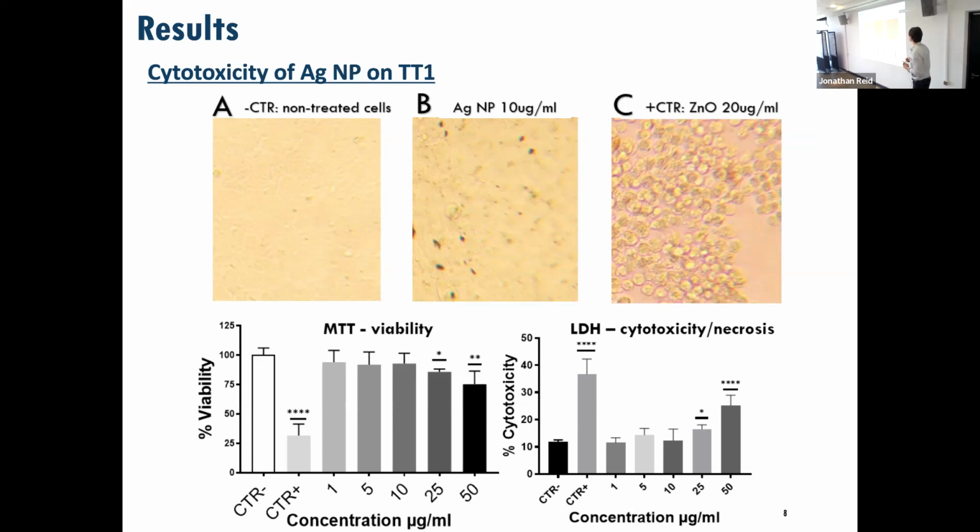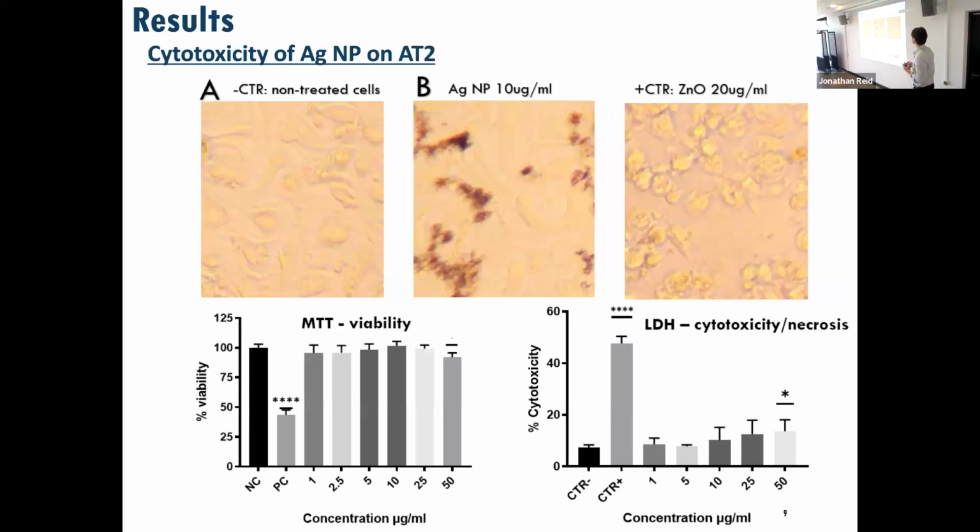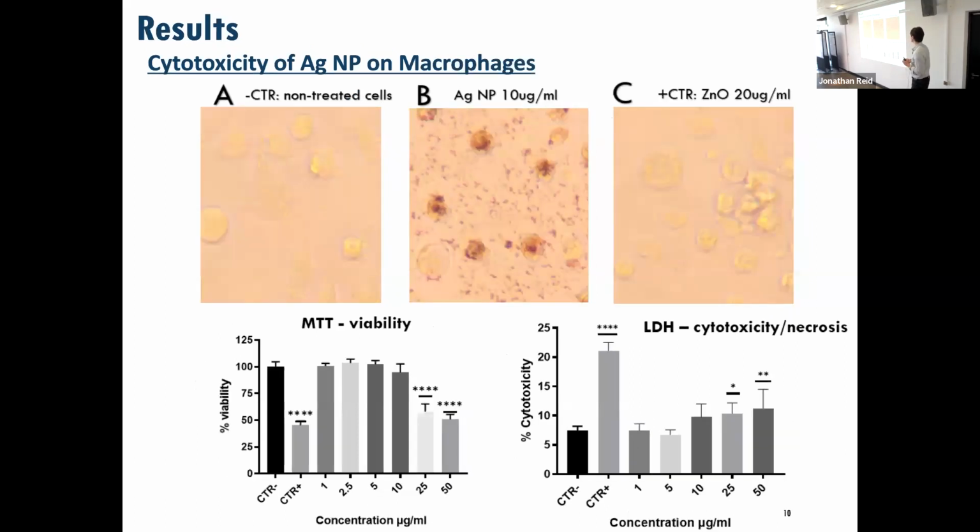And it's very interesting if we look into panel B, we see how these tiny dots of silver were taken up by the cells. The same with the type 2 alveolar cell line, primary cells. Also, we saw that concentrations up to 25 microgram per ml were safe. Again, with macrophages, the same 10 microgram per ml was also safe. And again, the silver was taken up by the macrophages.